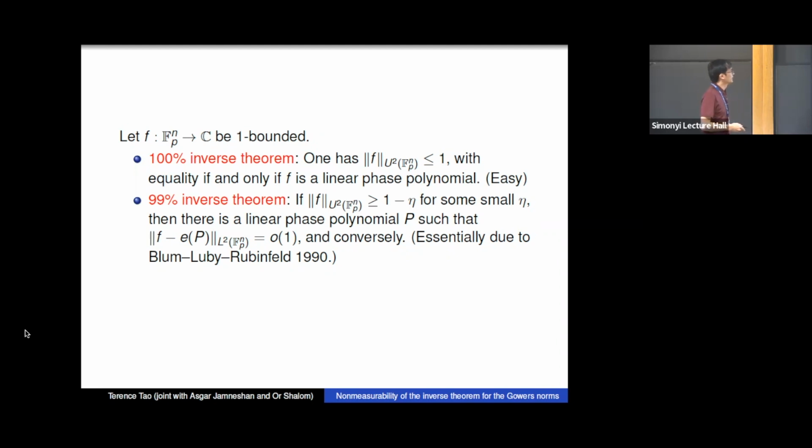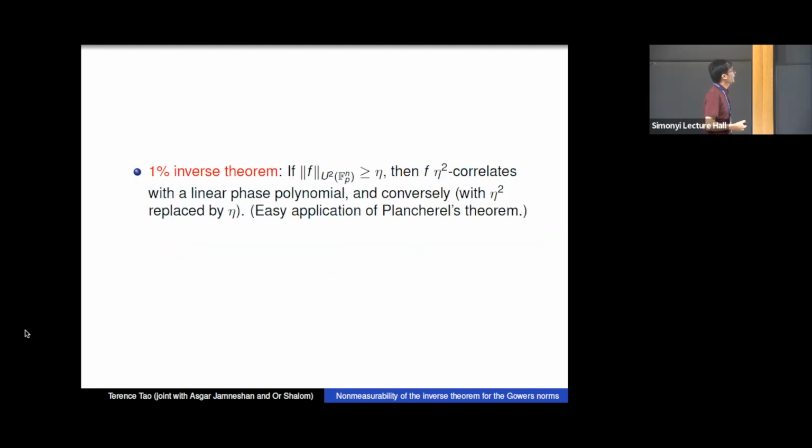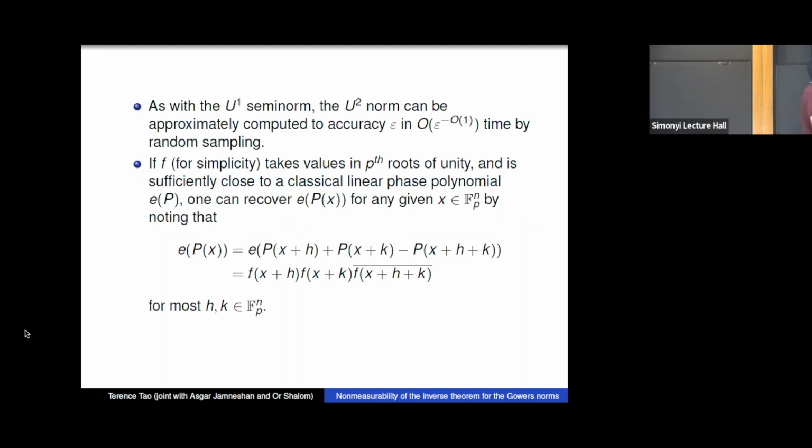Okay, so that's true. And then if your U2 norm is just a little bit big, like bigger than 0.01, then f has some correlation, maybe eta squared correlation, with a linear phase polynomial. And conversely, if you eta-correlate with a phase polynomial, then your Gowers norm is bigger. So up to a square, this norm completely detects when you correlate with a linear phase polynomial. This is an easy application of Plancherel's theorem, which I will not do here. So the inverse theorems are all easy.